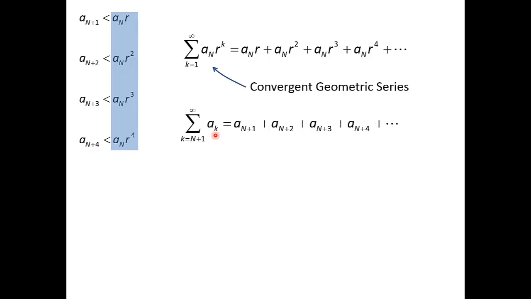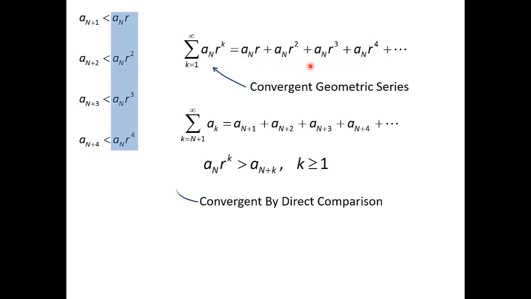And you'll notice that, of course, I'm starting at big N plus 1, but notice that a sub big N r to the k is going to be greater than a sub big N plus k for all k greater than or equal to 1. In other words, this series here has terms that are less than this series. Well, then that means that this series converges by the direct comparison.